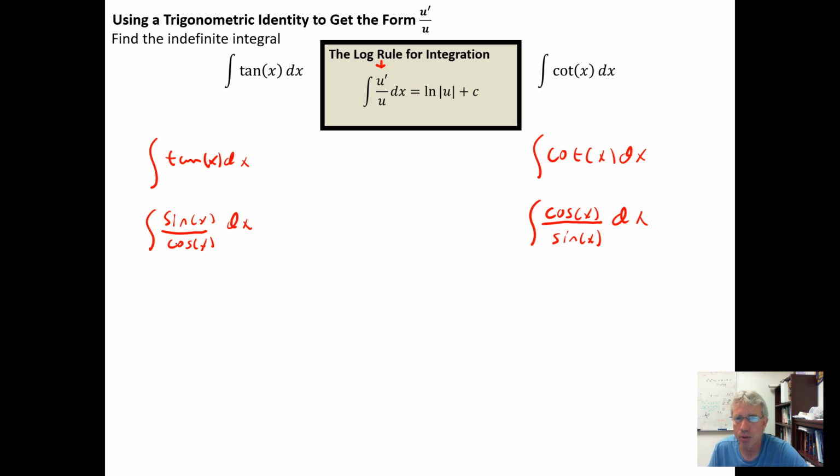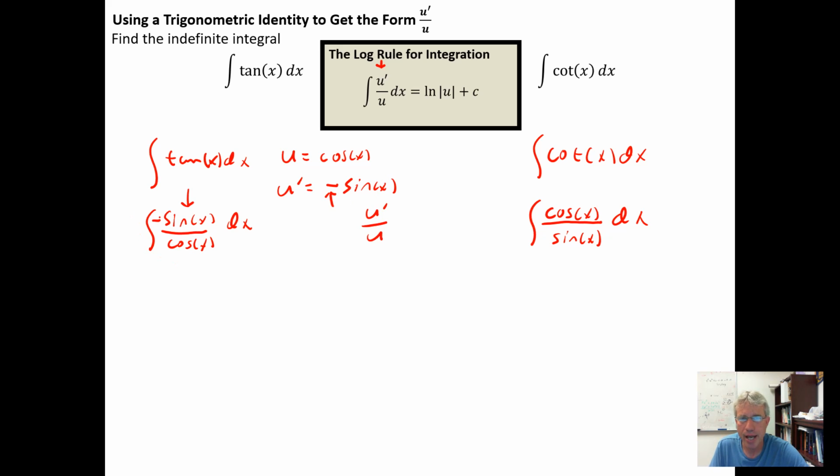And so when we look at these, what we want to recognize is that if we just look at the tangent function for a moment, if we let u equal the cosine of x, then u prime is going to equal the opposite of the sine of x. And so we have almost a u prime over u sitting here. It varies only by a constant, a -1, from being u prime over u. So recognizing that the derivative of cosine is minus the sine, we can put a negative sign on the sine here so that we have that u prime over u form.